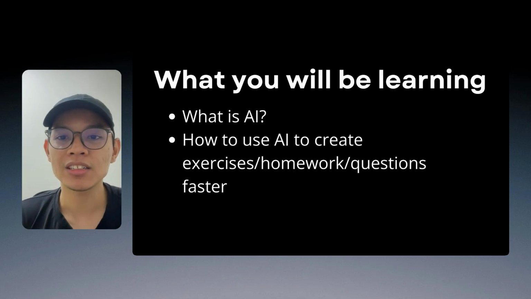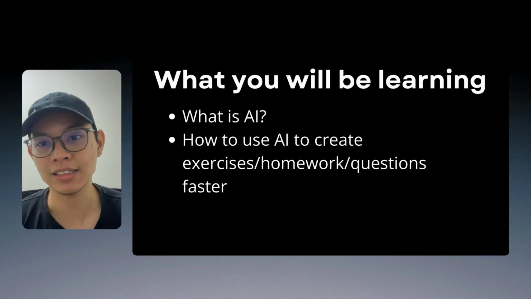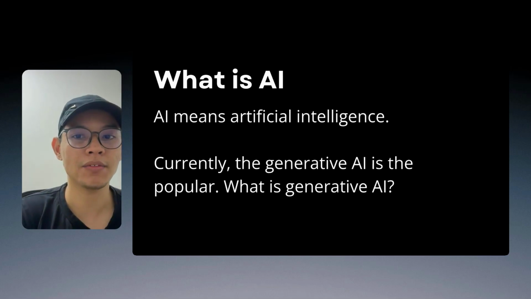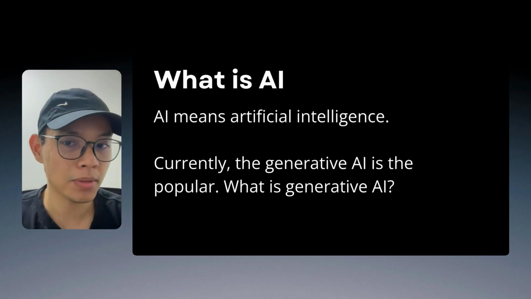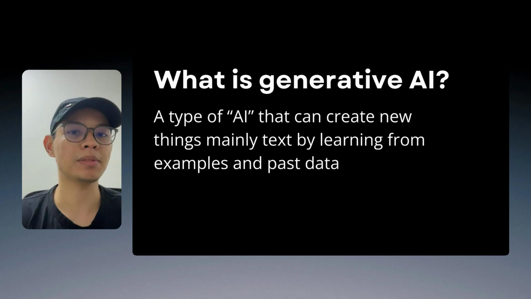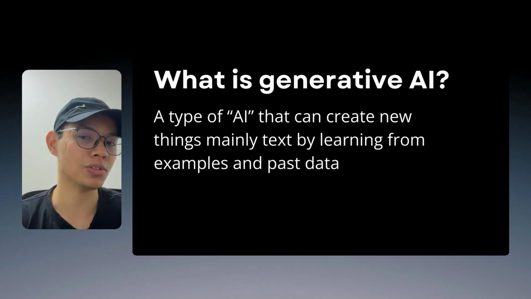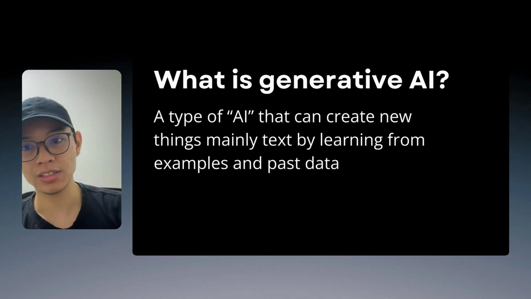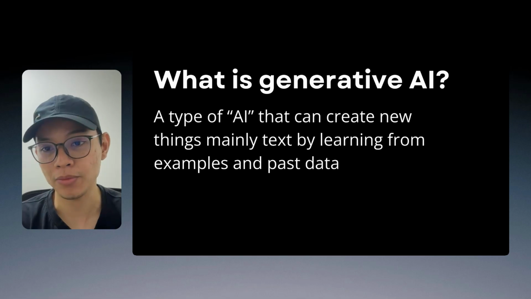So what you'll be learning is generally what AI is and how to use AI to create exercises and homework questions faster, right? Okay, so what is AI? Essentially, I think most of you know what AI is. AI means artificial intelligence, but it's still a very broad spectrum. The thing that is now popular with ChatGPT and everything else is generative AI. Generative AI is basically an AI that creates new things, mainly text, from examples and also past data. The data that we're talking about is the whole World Wide Web, the whole past data.